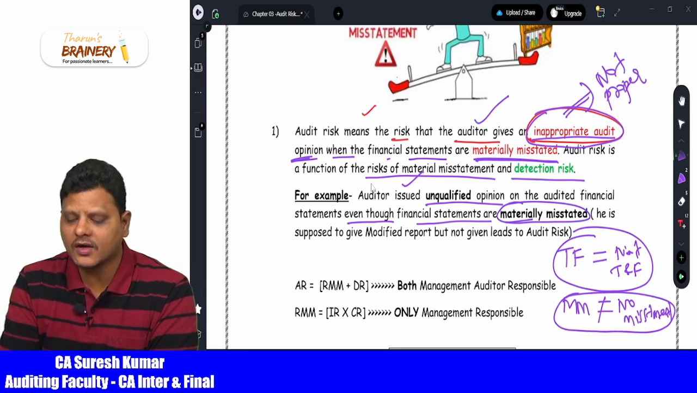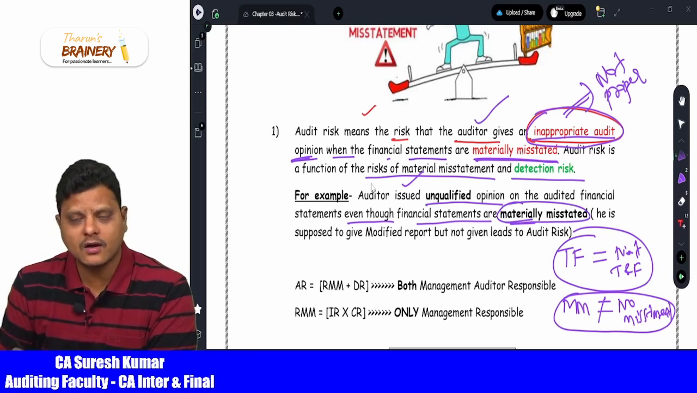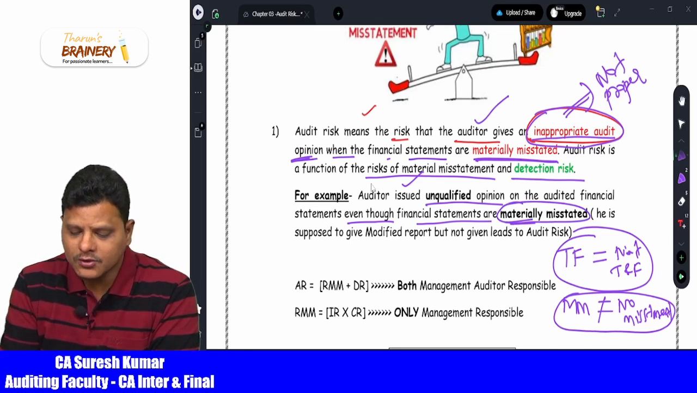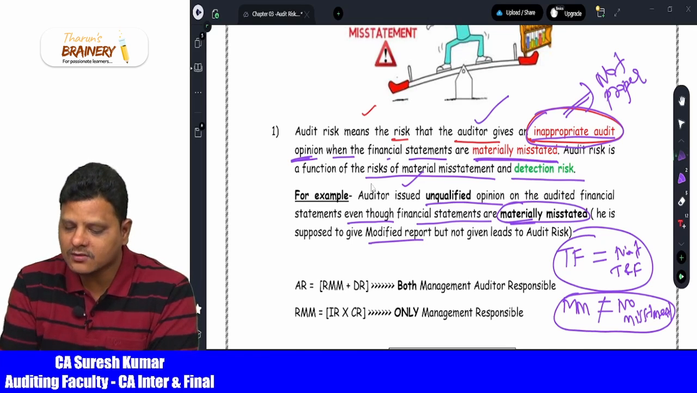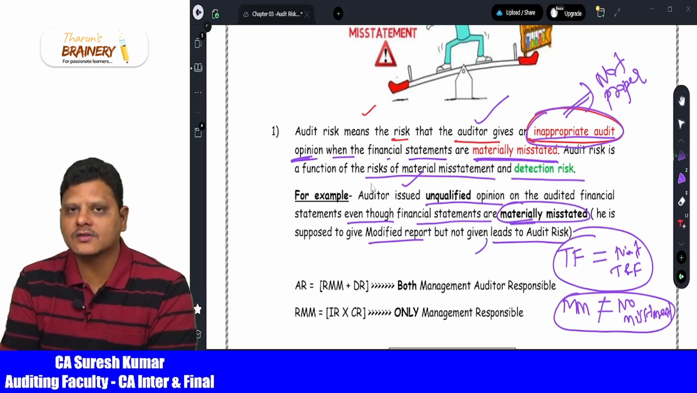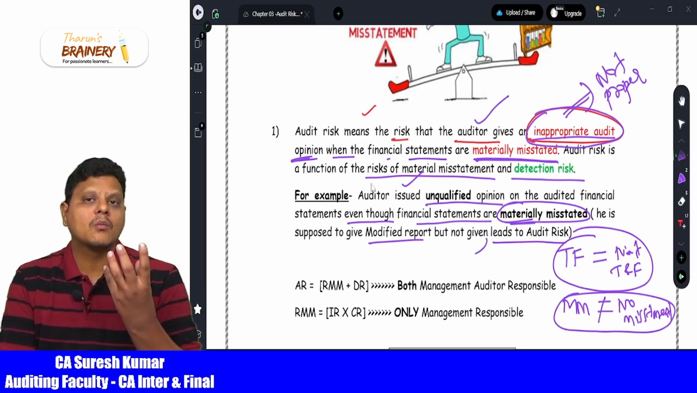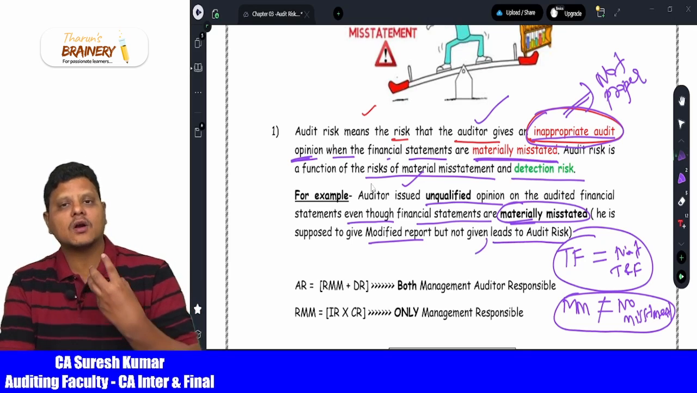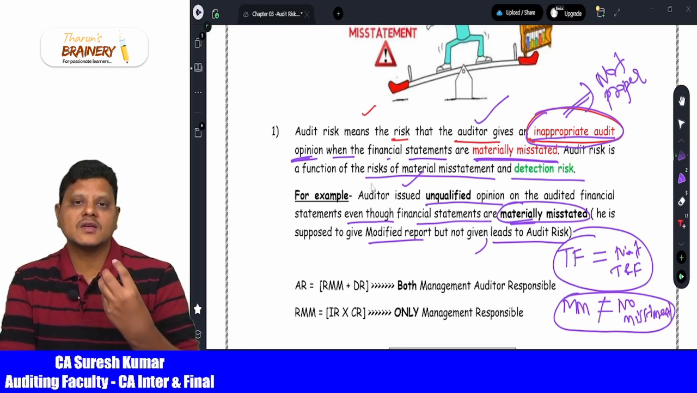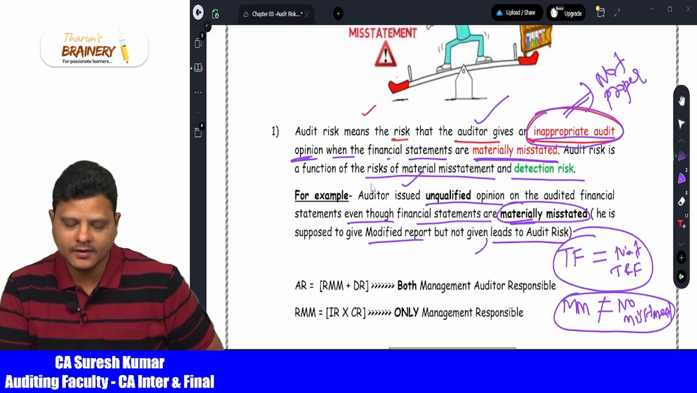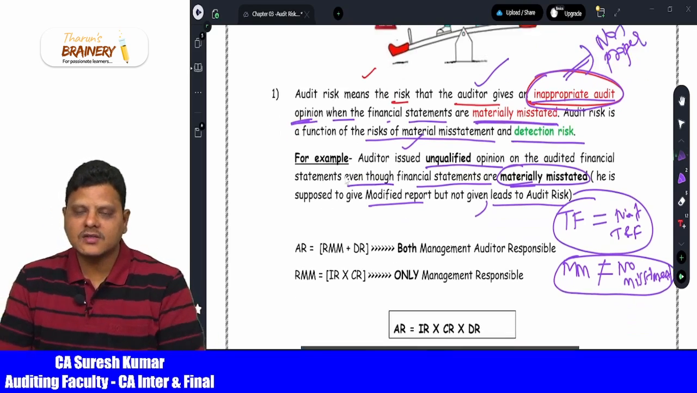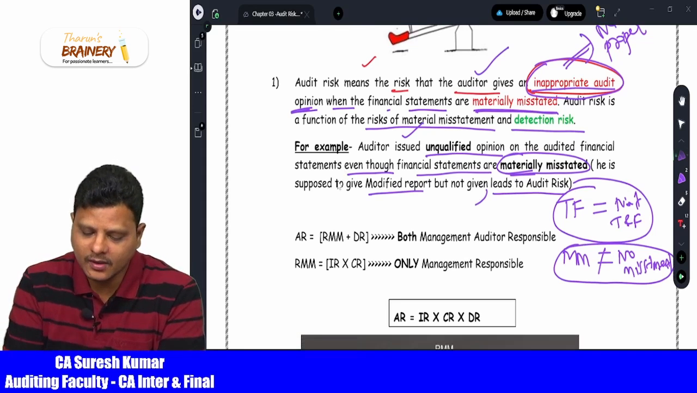Now, we are going to see what a material misstatement is in this concept. The auditor is supposed to give a modified report, but he has not given it, which leads to audit risk, because the auditor should give the modified opinion, but has given an inappropriate opinion. Now, the audit risk formula, very important for examination.